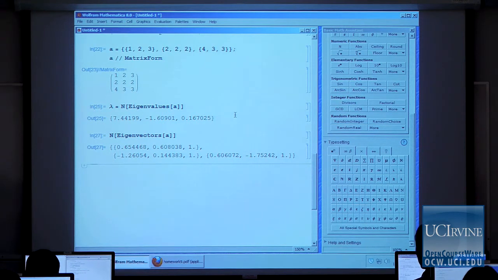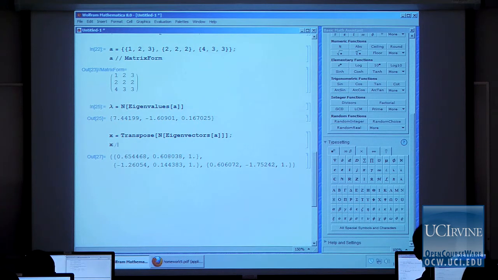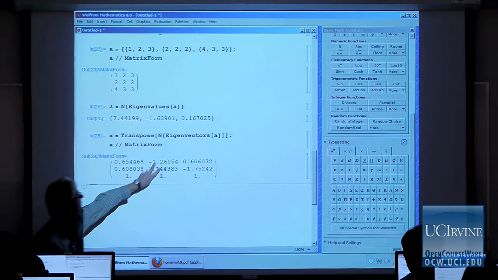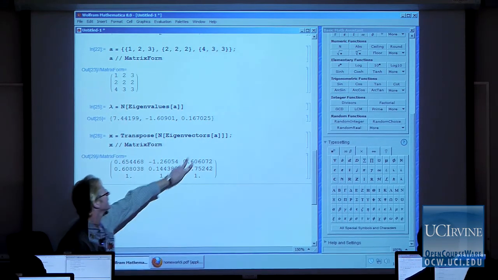But again, just for fun and for practice, let's go ahead and use these results, manipulate them to see that in fact the similarity transform as written over there works. So once again, I'll say x equals transpose. I'll leave the N in there so I get nice numbers. And I'll put a semicolon. And then I'll look at x in matrix form. Okay. So there we have our matrix of eigenvectors. This is x1 corresponding to the first eigenvalue, x2 to the second, and x3 to the third.